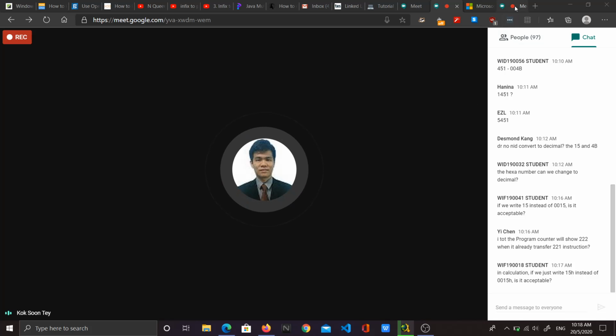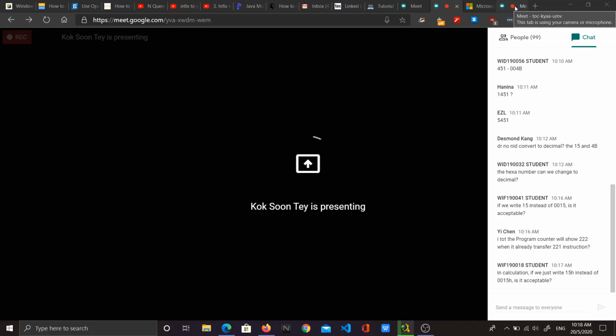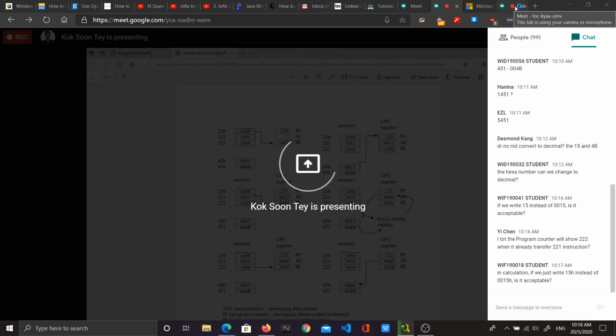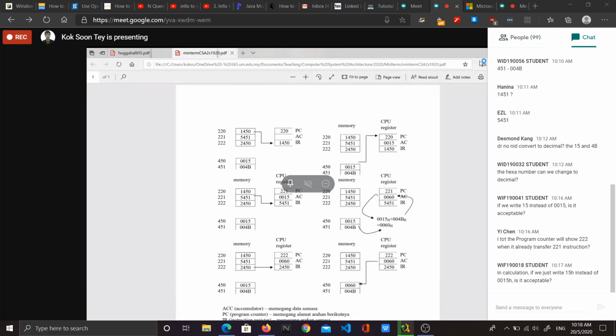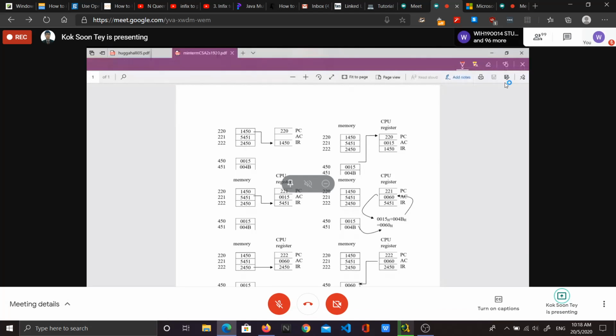In the diagram, it is better to put 0015. The answer for question number 4 is BIOS. I think your friend mentioned BIOS.